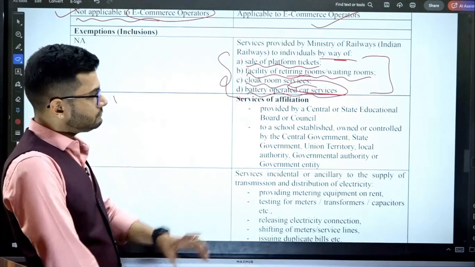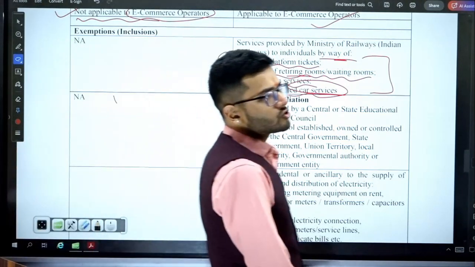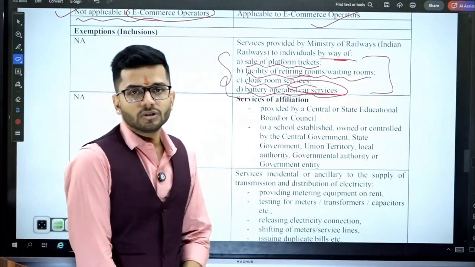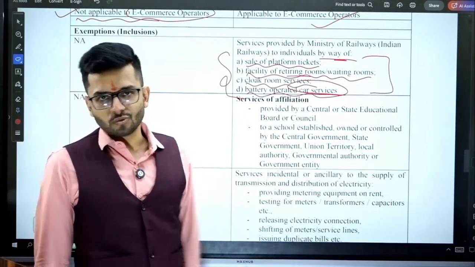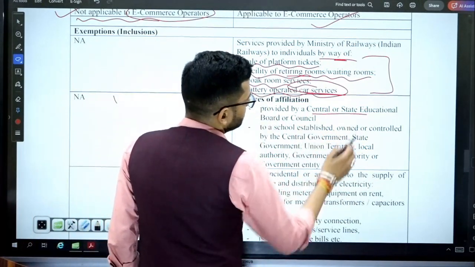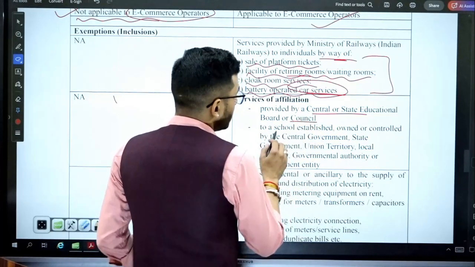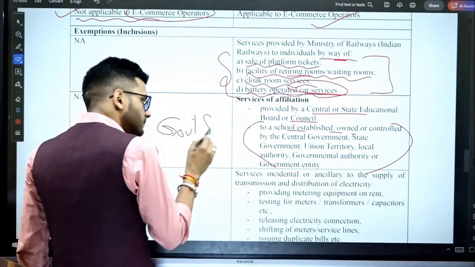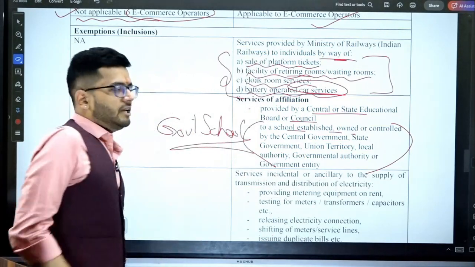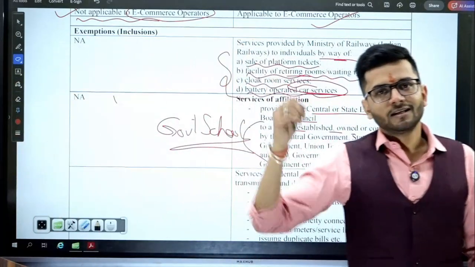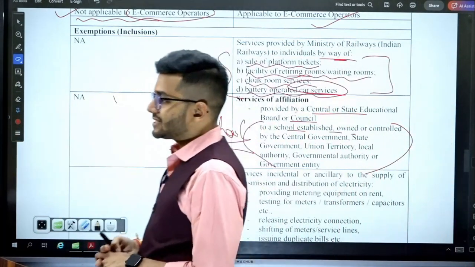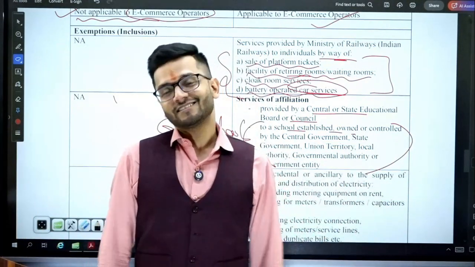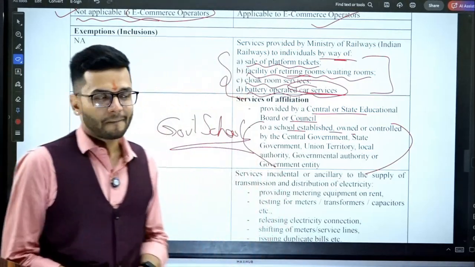Next is the service of affiliation. So your schools are affiliated by either CBSE board or ICSE board. That is how the affiliation is given from these boards to different schools. So this affiliation is provided by central government or state educational board or council to a school established by government. So if it is provided to government school, okay, then it is exempt. If affiliation is provided by CBSE to a government school, the affiliation charges are exempt from GST. But if the affiliation is provided from CBSE to private school, exemption is not there. Very important aspect to be noted over here.